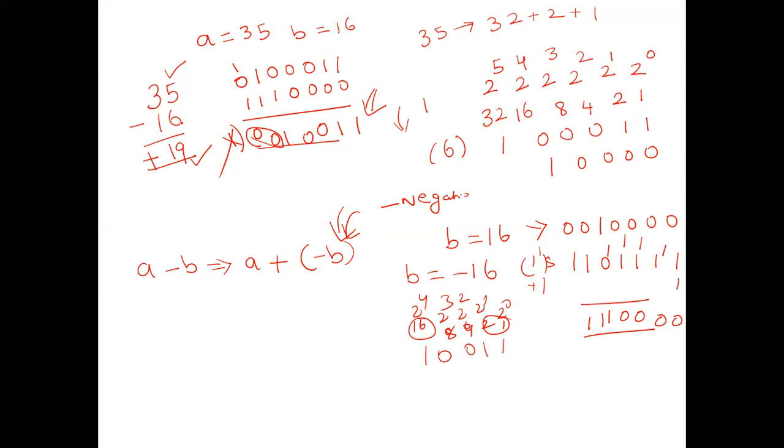Actually we have to perform subtraction, but I am not doing subtraction. I am taking the subtracted number as a negative. So that's why A plus of minus B. We'll solve one more example.